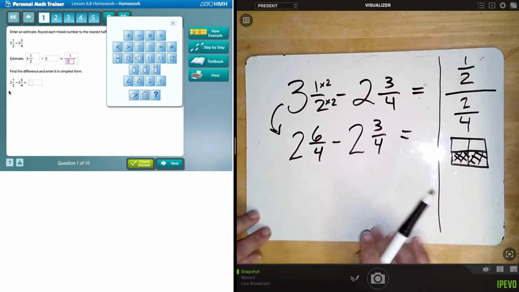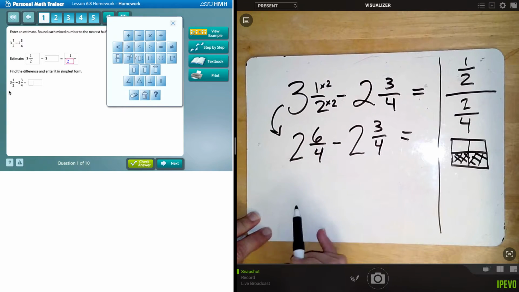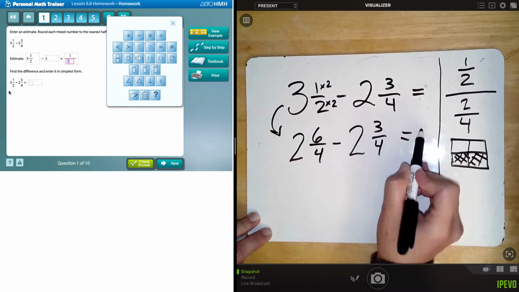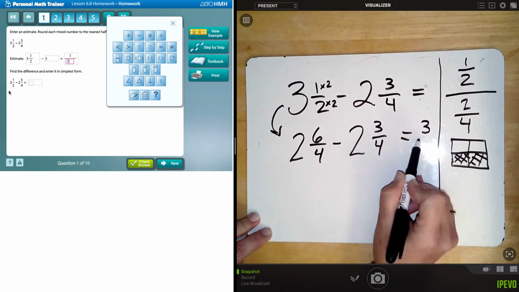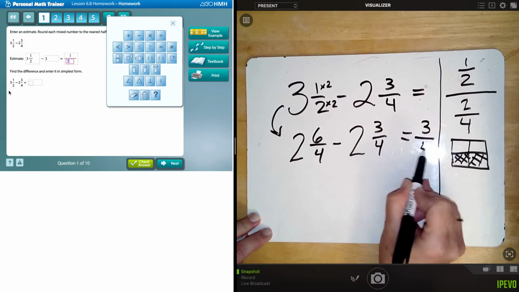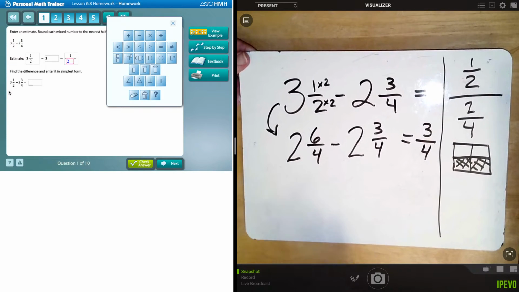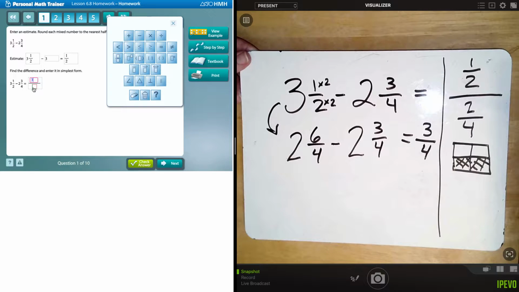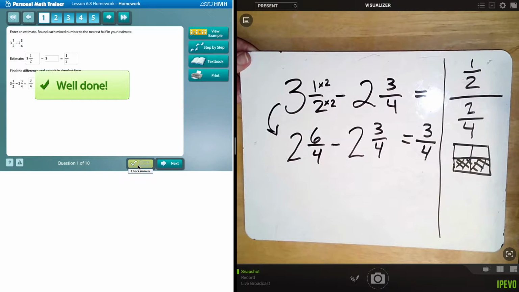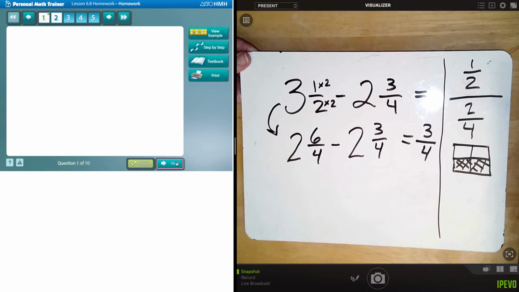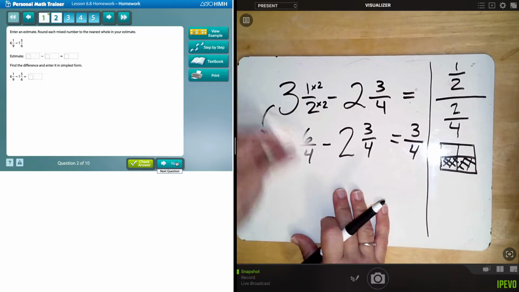So now I can do 2 minus 2 is 0, 6 minus 3 is 3, and my denominator just carries through. So my total answer is 3/4. So let's hope that the Think Central gods agree with me. They don't always. Okay, let's go to the next one. On to number 2.